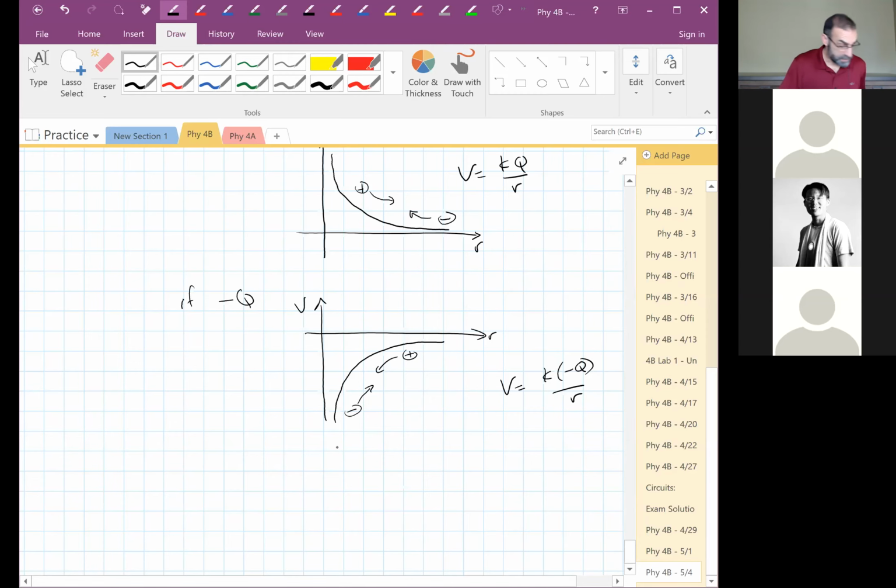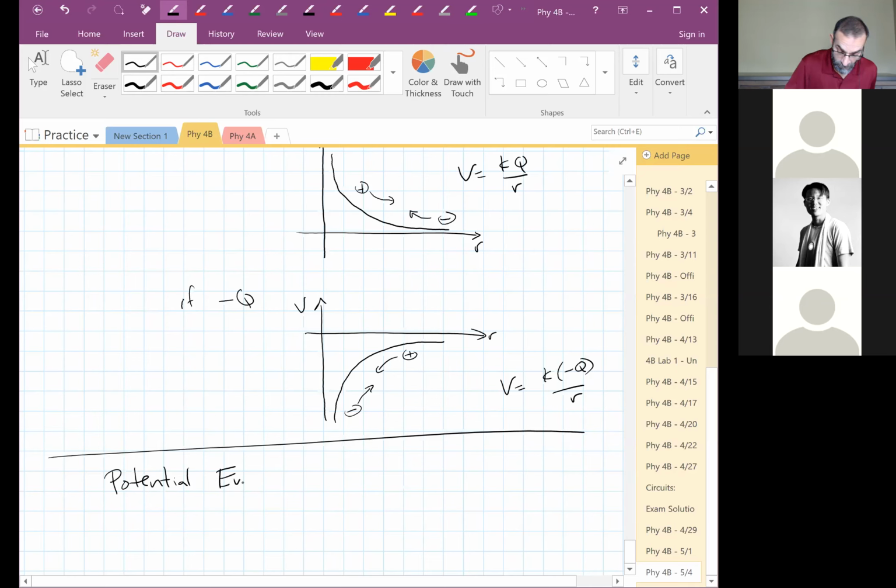All right, so potential energy. Every time we've come up with a conservative force, we come up with a potential energy term. The first one we had was gravity. We came up with gravitational potential energy. The spring force was conservative, so we did spring potential energy. Now we have an electric force, which is conservative. We saw that, I think, last week.